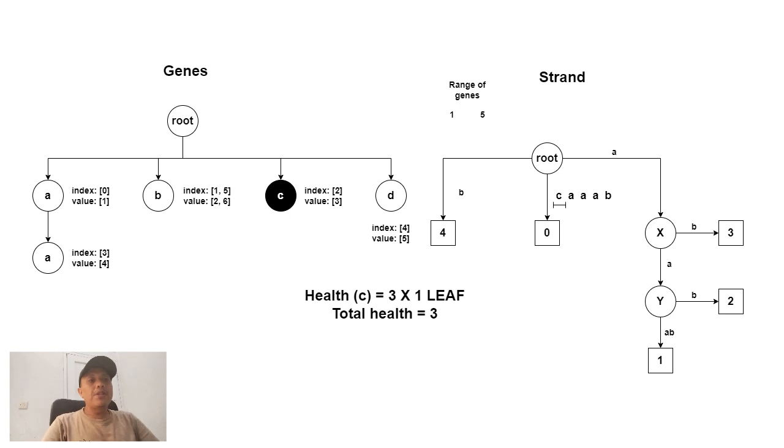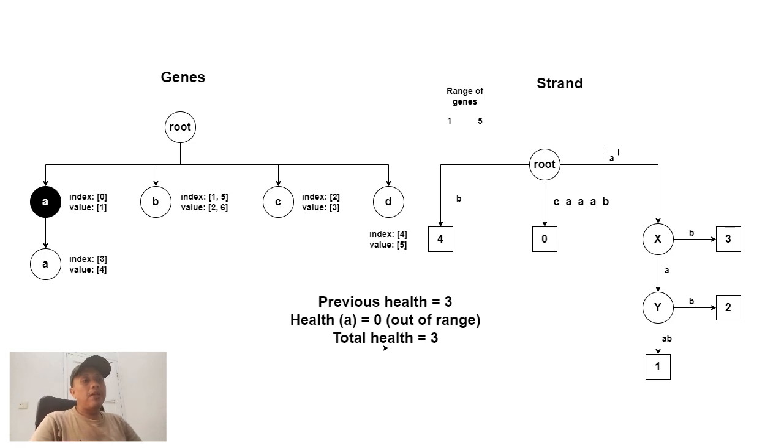Next, we continue traversing the suffix tree, but before moving forward, let's check the trie. Are there any nodes beneath node C? No, there aren't. So we proceed with another edge. Now let's traverse the edge labeled A. Is A found in the trie? Yes, it is. What's its index? The index is 0. Let's check if the index is within the range of the strand's first and last index. No, it's not. So we skip calculating health for gene A and return 0 for this case.